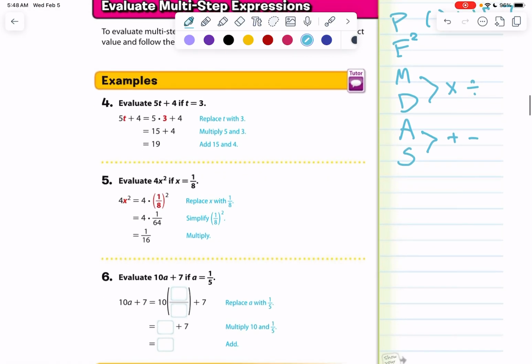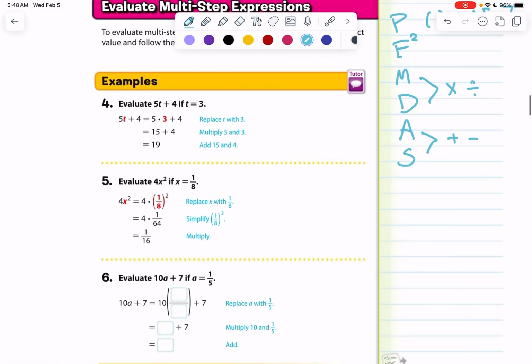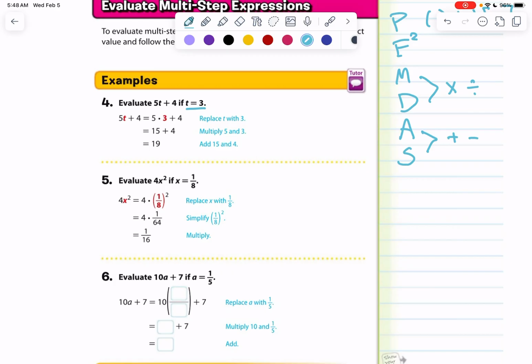Okay? So what have we got here? 5t plus 4, t will equal 3. So they plugged that in. It became 5 times 3 plus 4. We do the times first. 15 plus 4, 19.